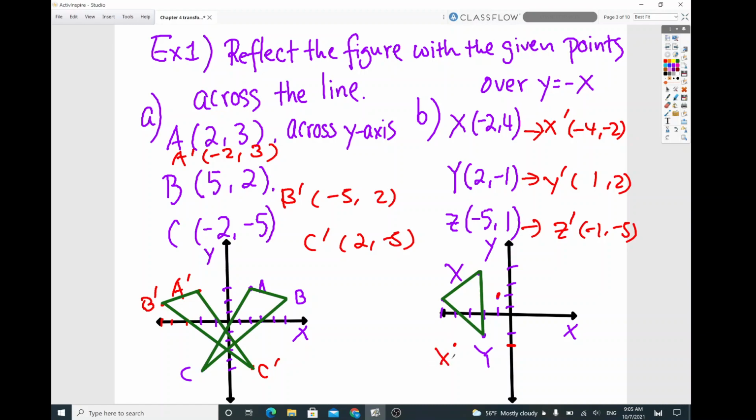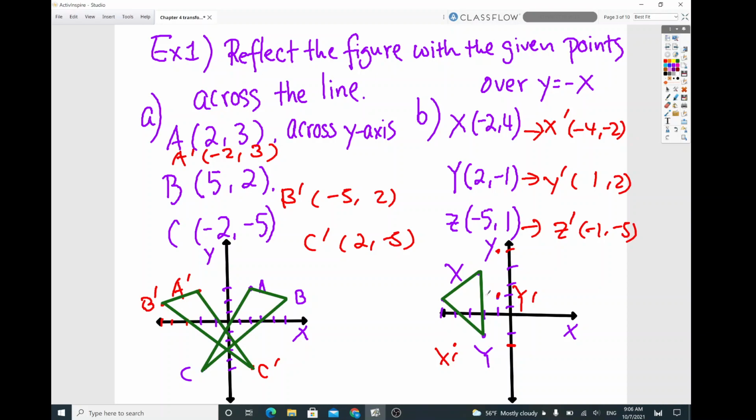Okay, so x prime, y prime, and then z prime, negative 1 comma 5. 1, 2, 3, 4, 5 up here. So basically just connect those dots. Okay, making sure that this one is all right. So negative 4, negative 2, that's what I got here. So 1 comma 2.